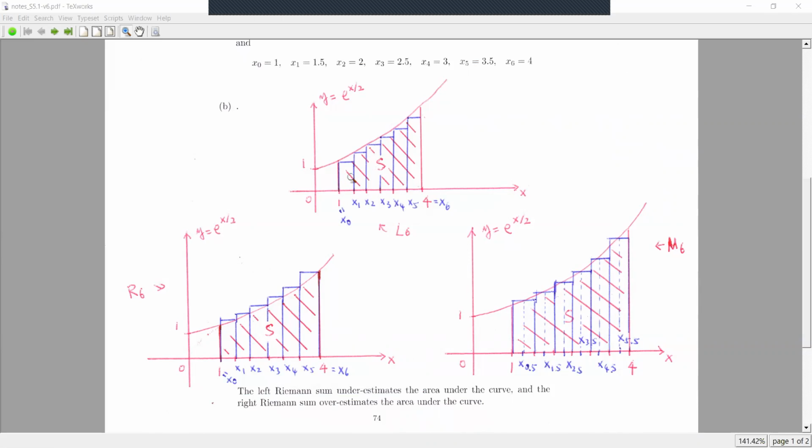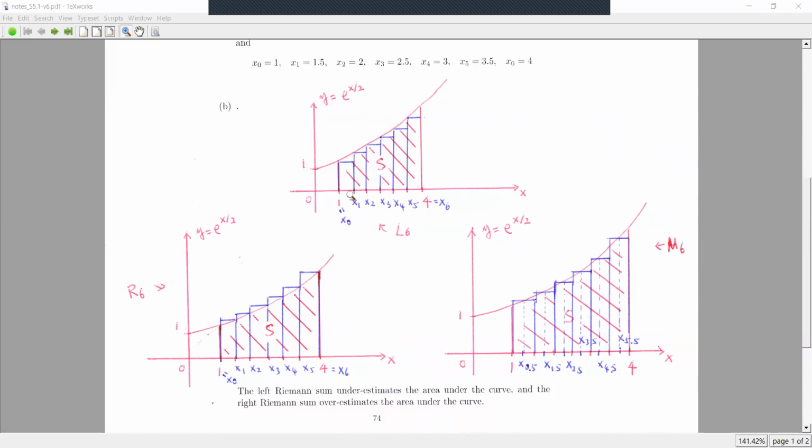The sum of the areas of these 6 rectangles is the left Riemann sum. The notation is L6. L means use function values at left endpoints to build rectangles. 6 is the number of the rectangles.